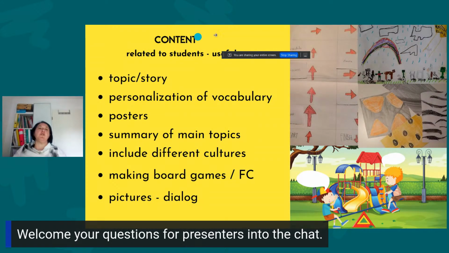Then when we talk about the content and how to engage our students, the content has to be related to students and useful for them, so that they see that they can use these things later on. So they can choose the topic. You can say, okay, I've got 5 topics, you can choose one of them. They'll be really satisfied when they say, okay, we chose it. So they'll put more effort into it.